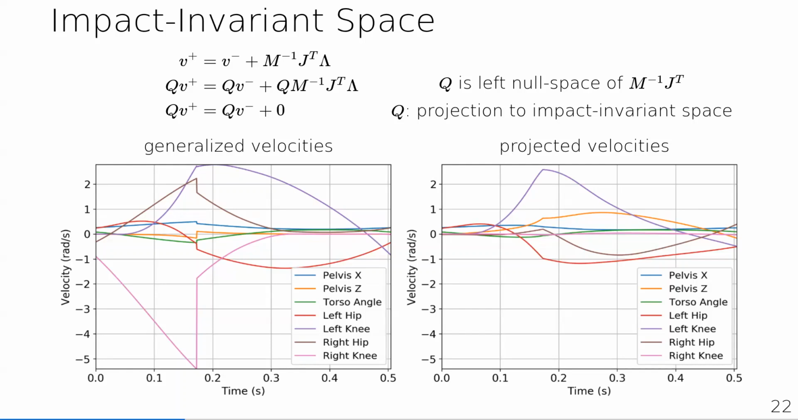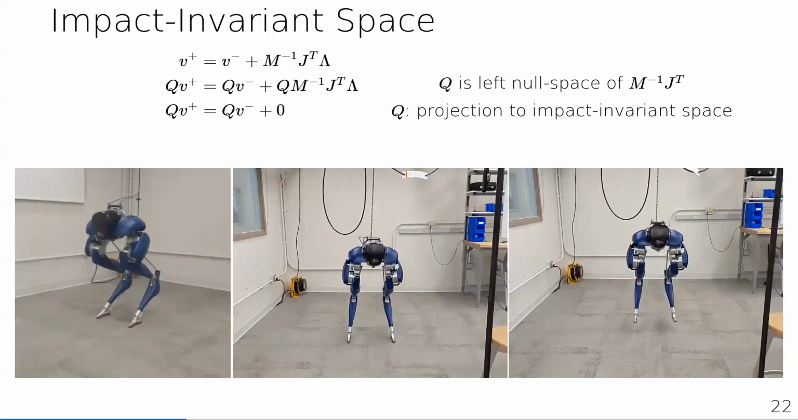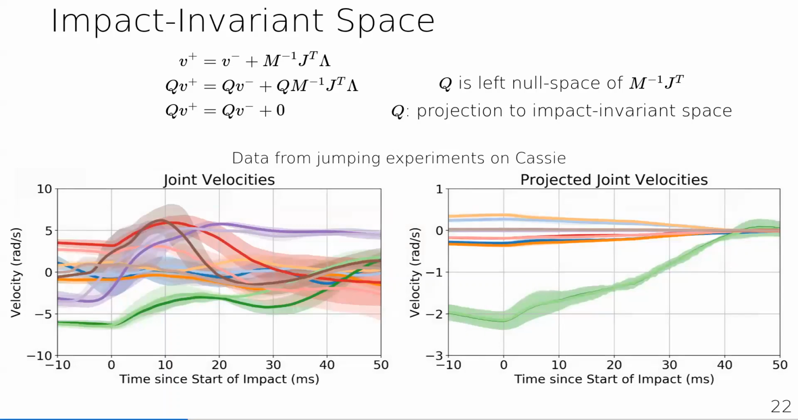Okay, this is using a reference trajectory from a simulated system, but what about real data, when it's not so ideal? Again, we take the same jumping trajectories from earlier, and when we project the velocity to the impact invariant space, the previous very chaotic or very messy joint velocities at impact are now a lot more consistent and thus a lot more amenable to feedback control.